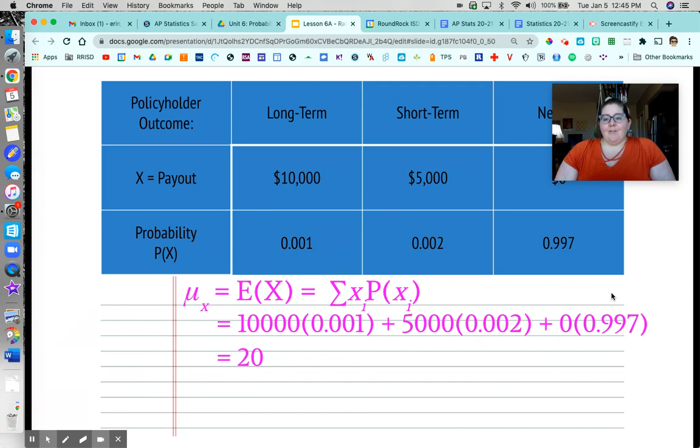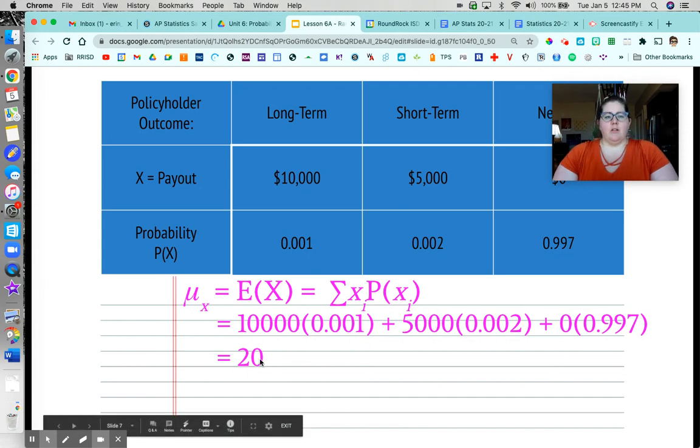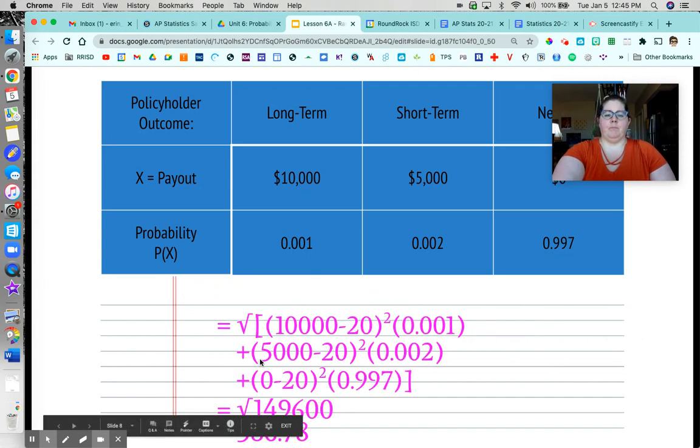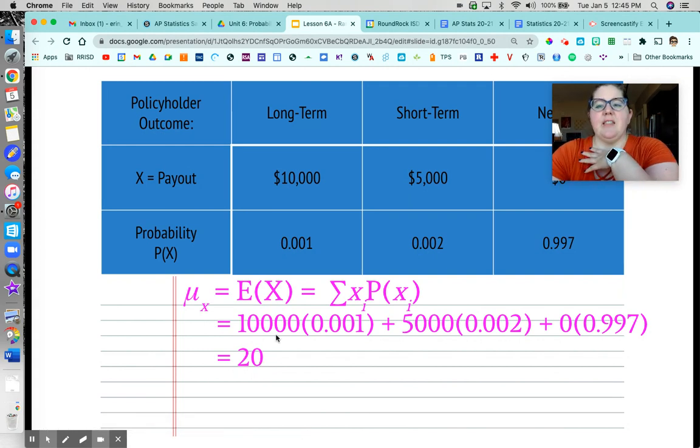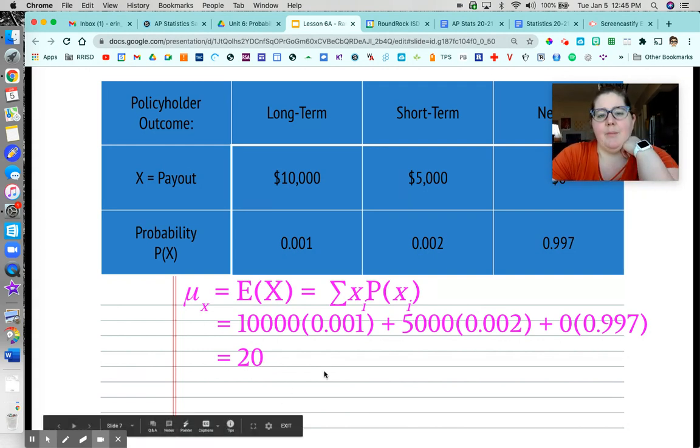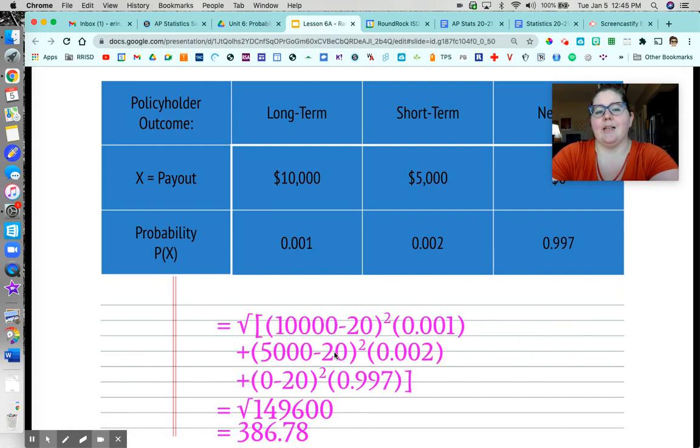But on average, so again, if 1,000 people buy this insurance policy, again, about 997 of them are going to get 0. 2 of them are going to get $5,000. 1 of them is going to get $10,000. So if I find that average, per person, it's about $20. Now that's, again, numerically, that's theoretically, and we'll kind of talk about the difference. This isn't necessarily absolutely going to happen. It's based on probability, but this is what they can expect.